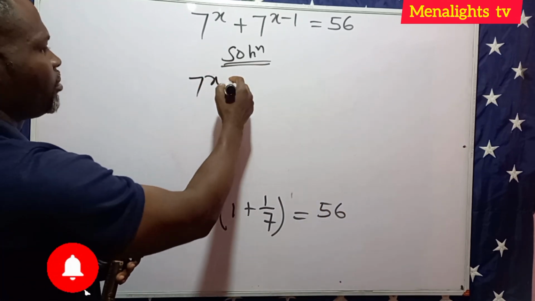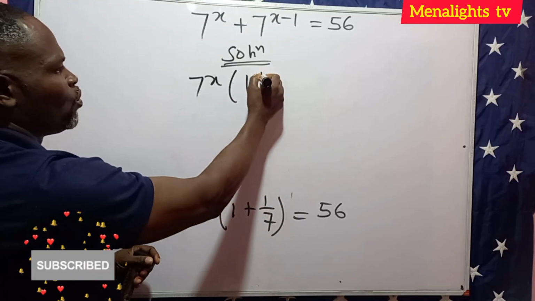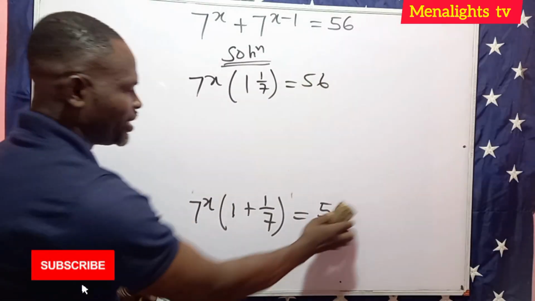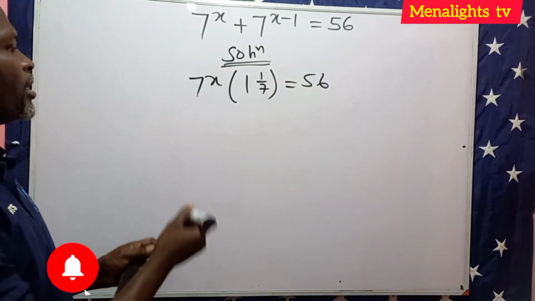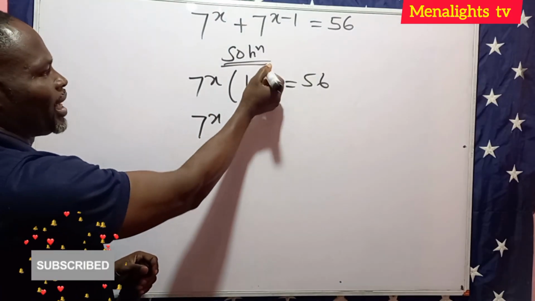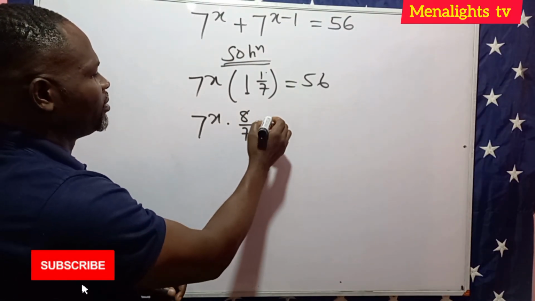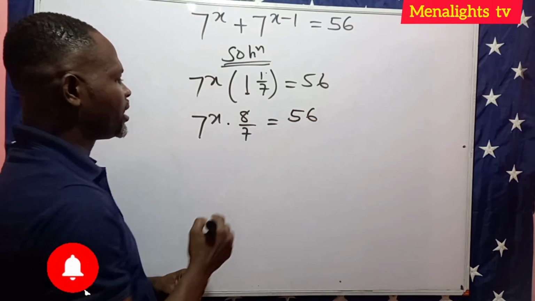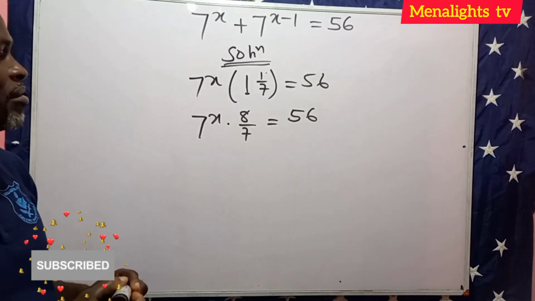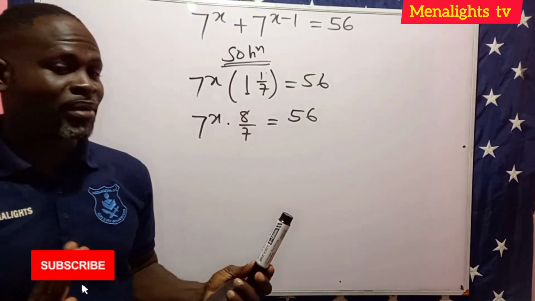7 exponent x, then 1 plus 1 over 7 is equal to 56. Now you can clean this fully. Then we have 7 exponent x, then 7 times 1 gives us 7, plus 1 gives us 8, so that becomes times 8 over 7, which is equal to 56. We want to get rid of this 8 over 7. For us to get rid of this 8 over 7, we have to multiply both sides by 7 over 8.